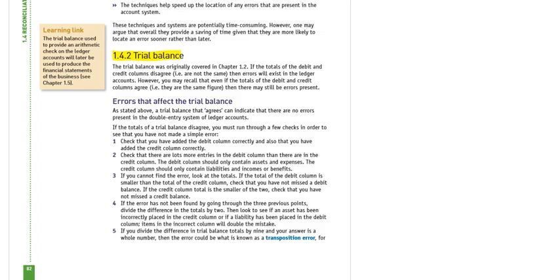Trial balancing and error concept. Number one, if it is clearly shown that the debit side is not equal to the credit side, it means there is an error in the trial balance. So it is a clear indication that some error exists in the trial balance.